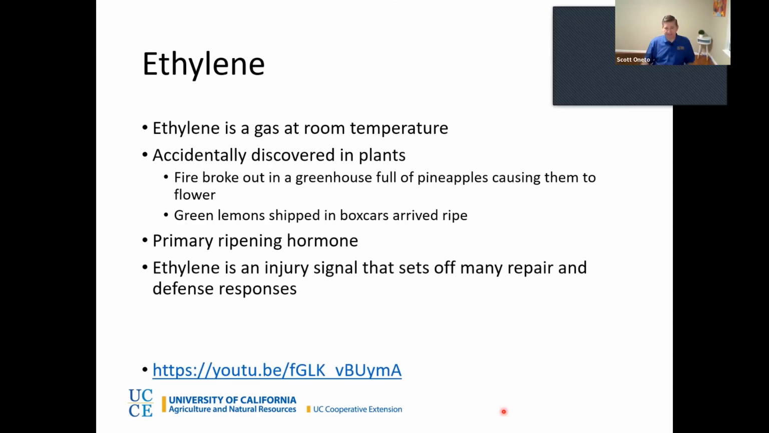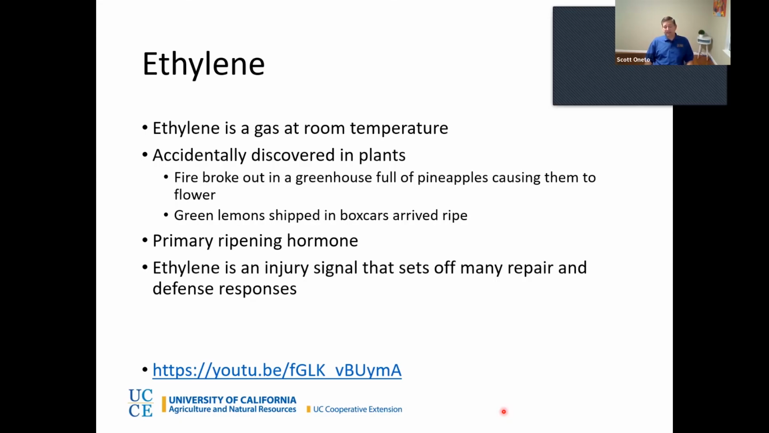And then we have ethylene. So ethylene is the only plant hormone that's a gas. So as those other ones are in the liquid phase moving around the plant, ethylene is actually inside the plant moving around as a gas. And I would say the primary function of ethylene in plants is that it's a ripening hormone. And it's also really important as an injury signal.